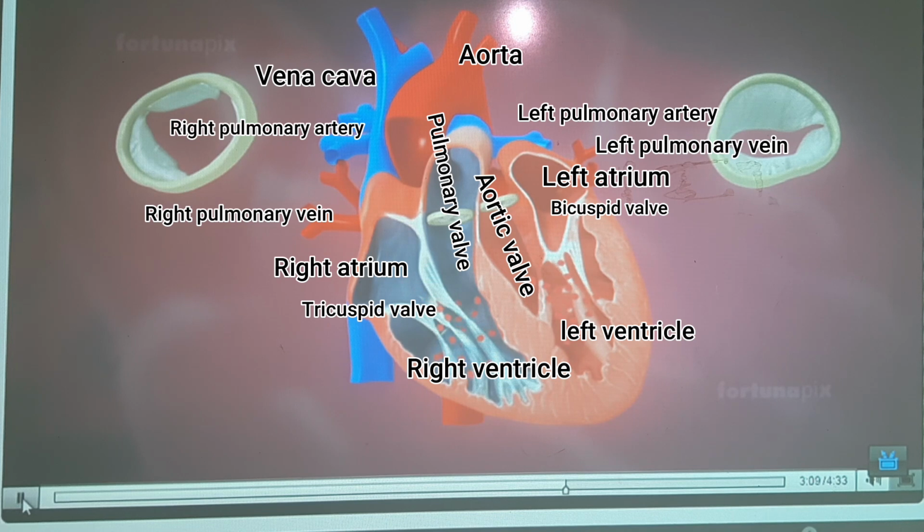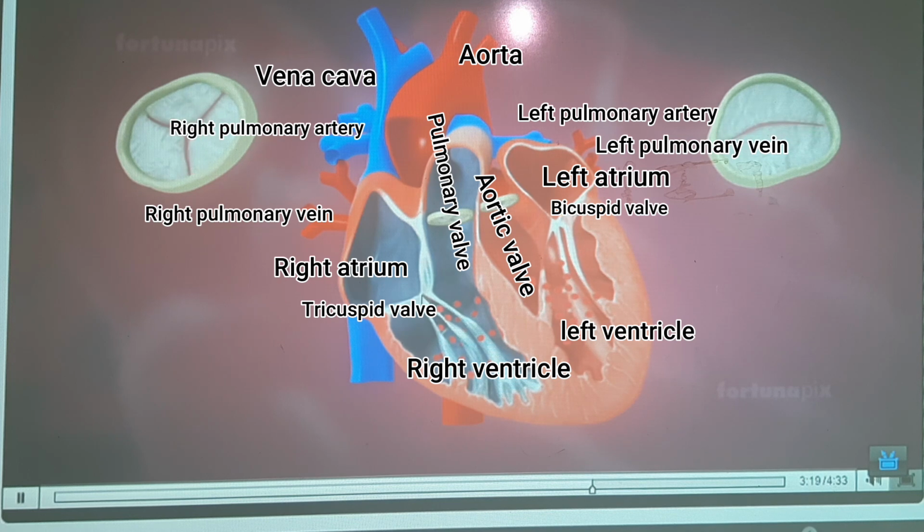Now the blood flows to the ventricle and the two valves open. Now the atria relax and the valves close. Once the blood flows into the ventricles from the atria, the tricuspid valve and the bicuspid valve close and both the atria, the right atrium and the left atrium, relax.